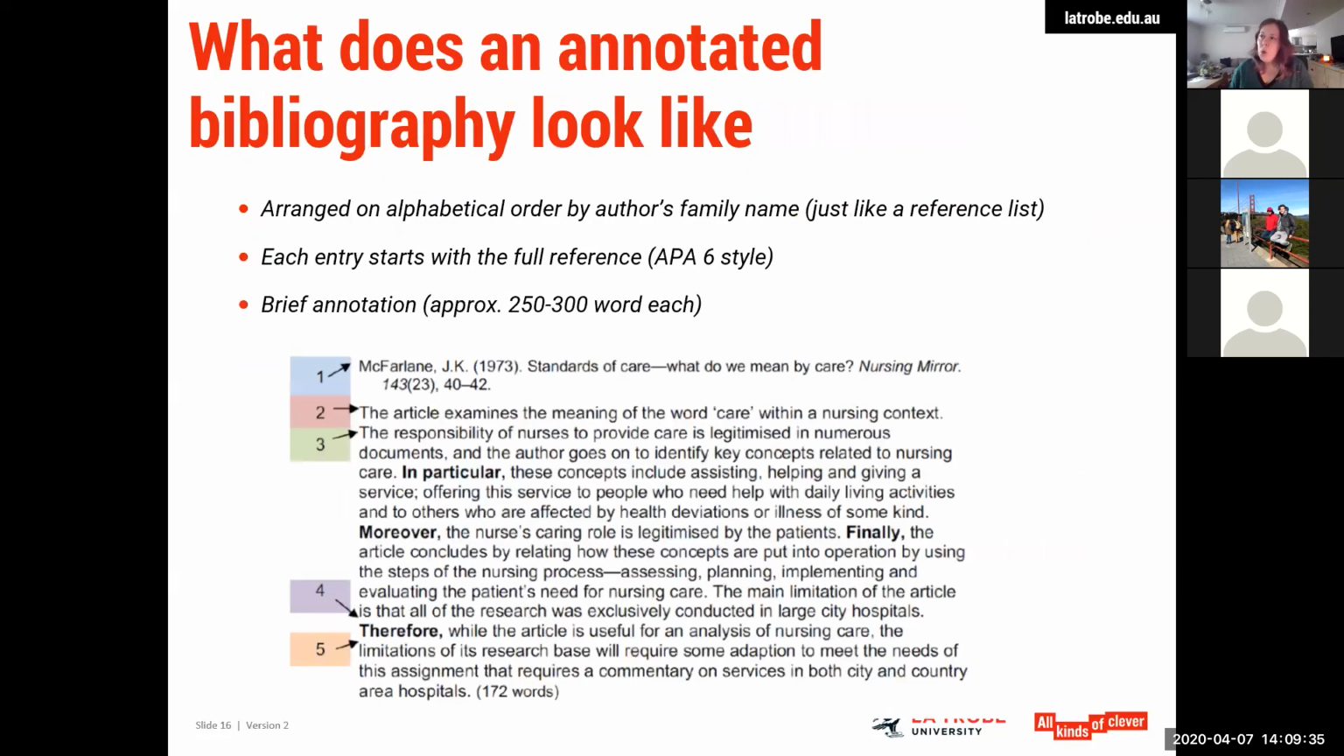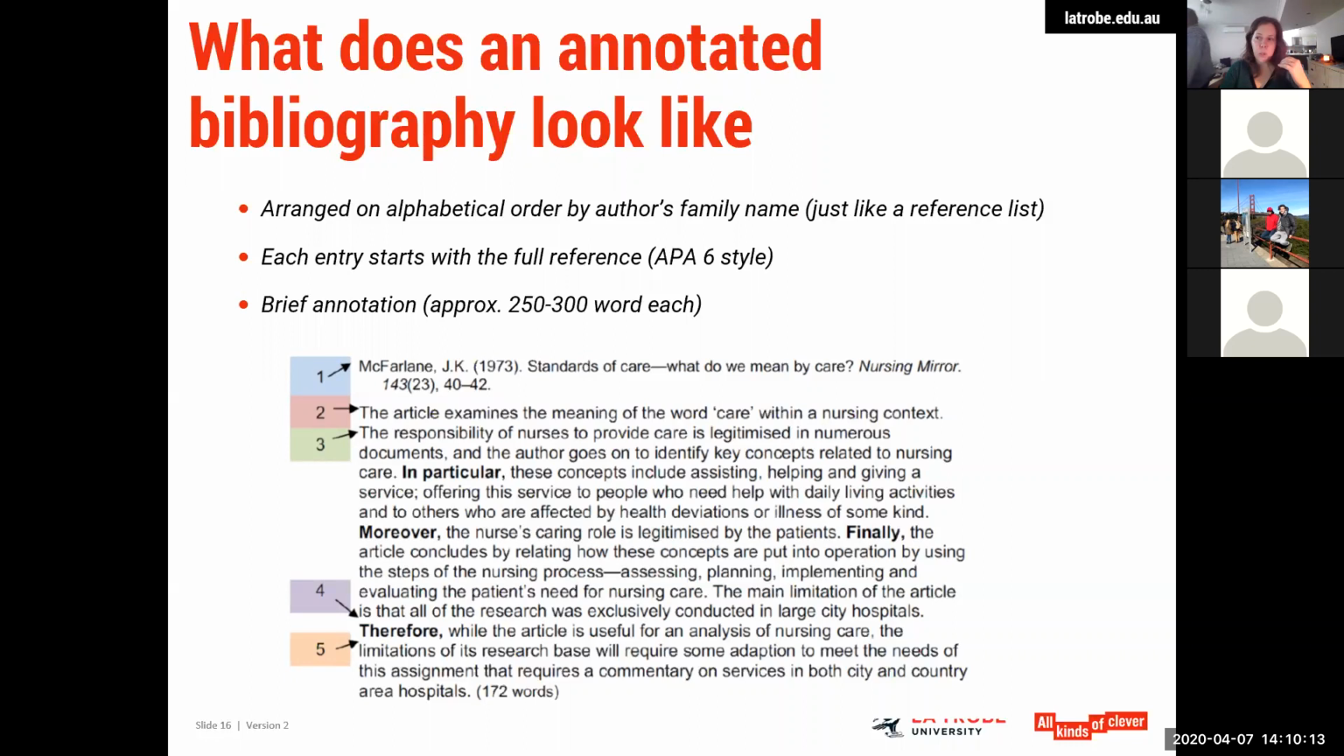So just in terms of what an annotated bibliography looks like, because I'm quite aware that you probably have never done one before, you've probably never even seen one before. An annotated bibliography is arranged in alphabetical order by the author's family name, just like you would in a reference list. So what you'll end up with is these 4 pages, one for each of your articles. At the top of each page, you'll have the full reference for that article using the APA 6 style. Okay, so the full reference goes at the very top of the page.